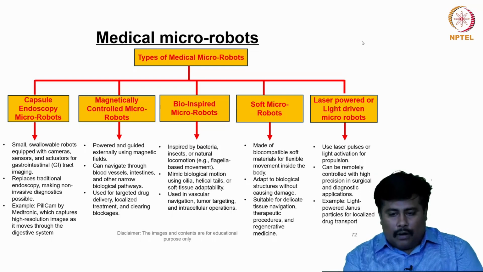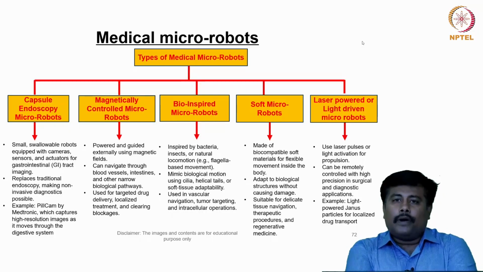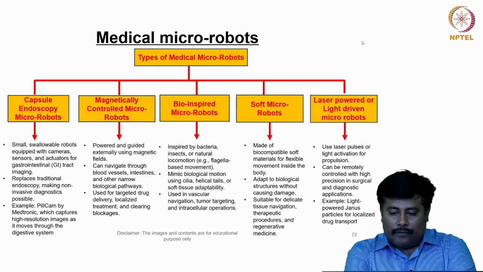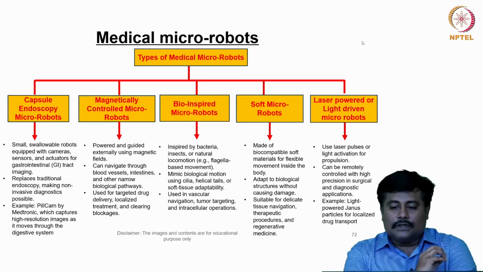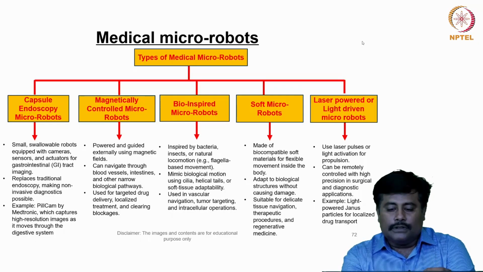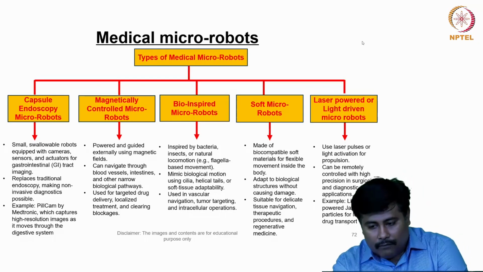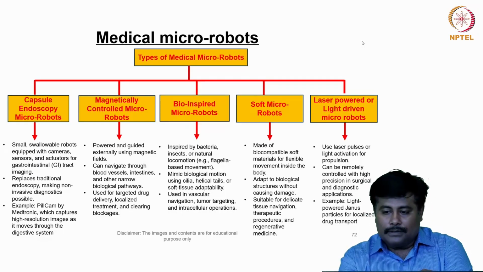Now when we consider the soft micro robot, it is made of biocompatible soft materials for flexible movement inside the body. It adapts to biological structures without causing any damage. It is suitable for delicate tissue navigation, it is also used for some therapeutic procedures, and it is widely used for regenerative medicine related applications.